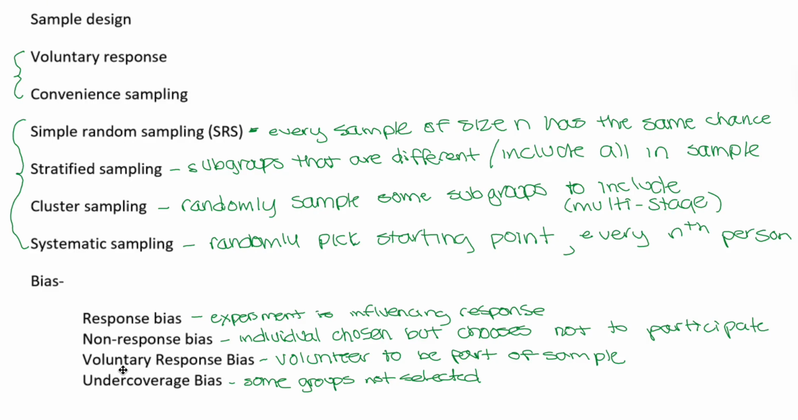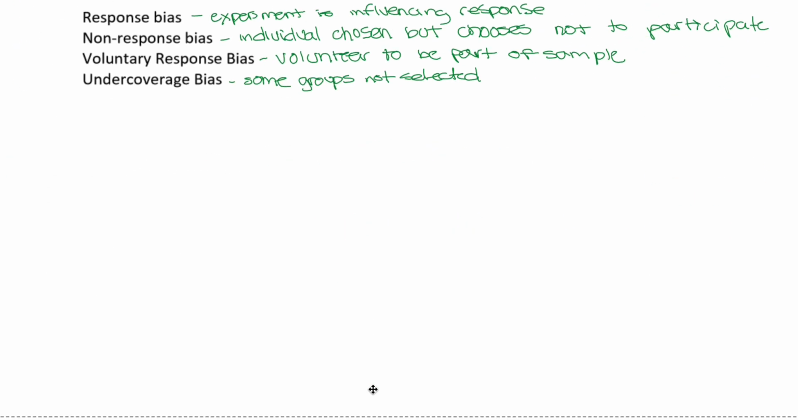And remember, that's voluntary response bias. And undercoverage bias is when some group is not selected. So basically, when we're doing our sample, some members are not included, but we still want to examine the whole population. There are several members of the population that were not included, so therefore it will definitely draw bias into our conclusion.